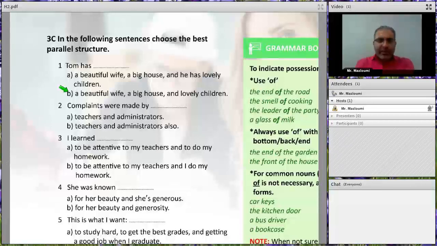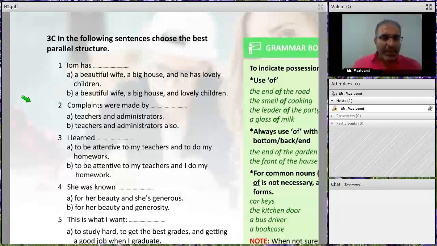Well, the reason, everyone, you see in B, we have a beautiful wife. It is a noun phrase. A big house, another noun phrase, and lovely children. Again, another noun phrase. So we have a series of parallel structures. But in the other option, a beautiful wife is a noun phrase, a big house is another noun phrase, and he has lovely children. This is not a noun phrase, guys. This is a sentence. So it can't be our answer. The answer is B.